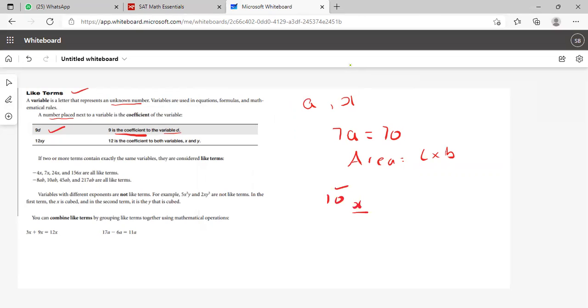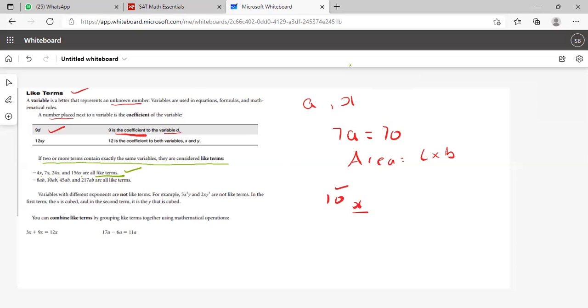If two or more terms contain exactly the same variables, they are considered like terms. Very easy. If we have 4x, 7x, 24x, 156x, all of these numbers have this x in common. When the variable is the same, these terms are considered to be like terms. And it's very important for us to know what like terms are and what unlike terms are, because only then will we be able to simplify expressions and equations.